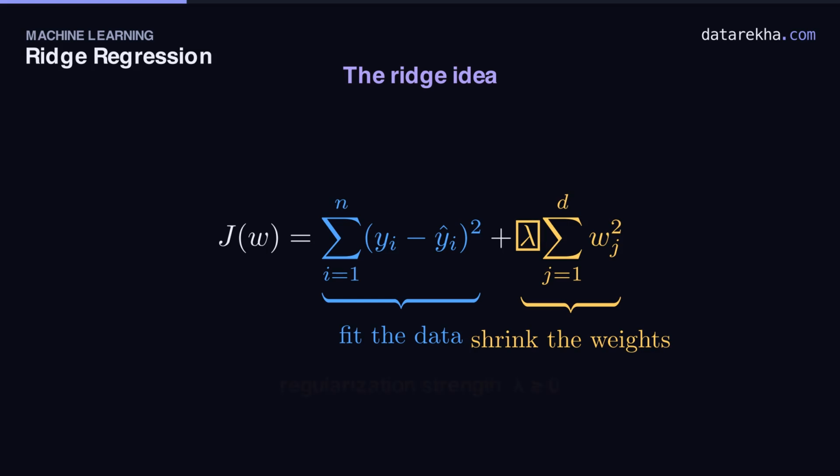And lambda, out front, is the referee. It sets how hard we push the weights down. The single dial trading fit against shrinkage. Turning that dial is the whole story.